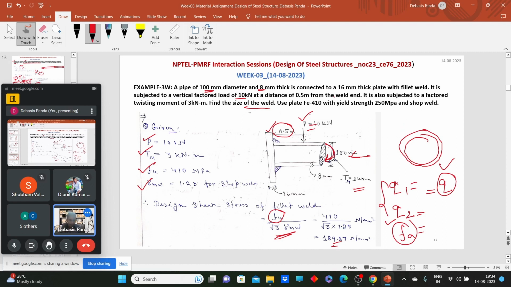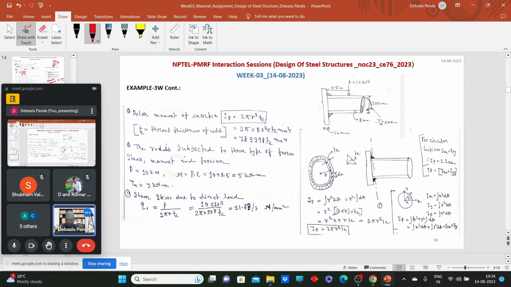First, due to P, we need to find out the direct shear stress. So what will be that? The shear stress due to direct load is P upon the area. So what should be the effective area of this weld? If we cut this cross section over here, we can see this kind of welding is done on the periphery. So what will be the area? What is the perimeter? Twice pi r. And what is the thickness? This is the throat thickness, te. So P upon area will be the shear stress due to direct load.